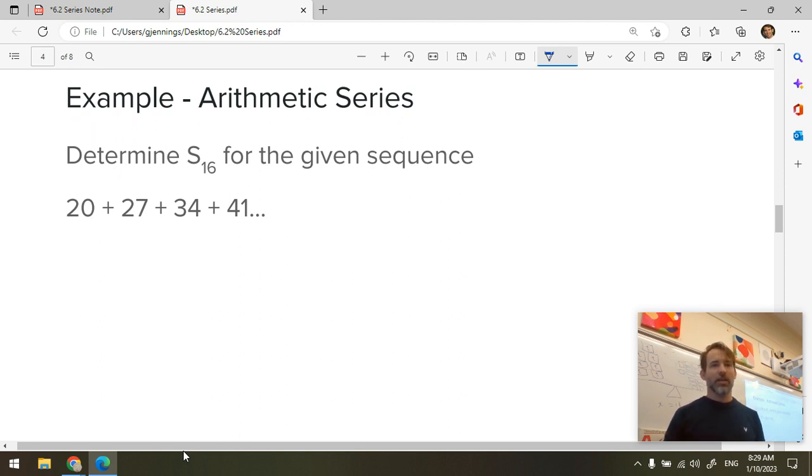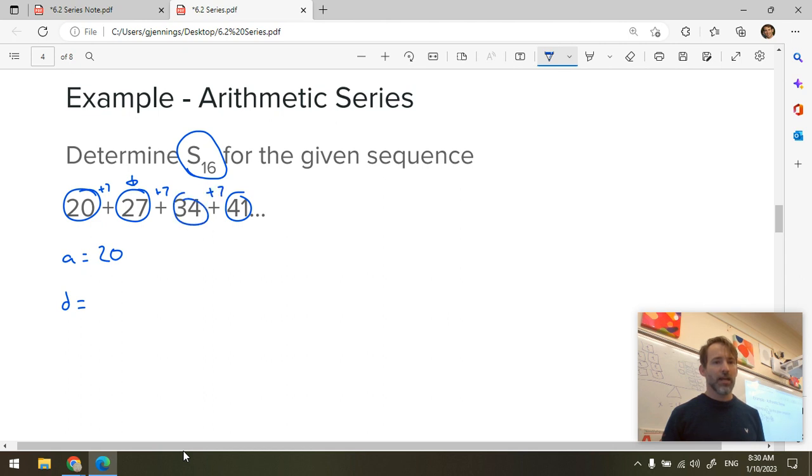an arithmetic series. Here we have a given sequence and we want to add together the first 16 terms. Okay, so I'm going to note that a is my first term, 20. I can see that the common difference, I can get that by subtracting this one from this one. And so I can see that it's 7. I'm adding 7 each time. Even if I use this one and this one, I'd still see I'm adding 7. Doesn't matter which one I use. The common difference is 7.